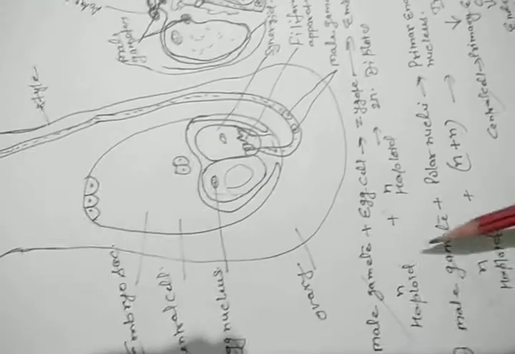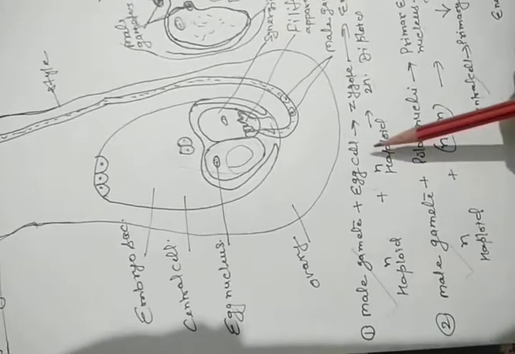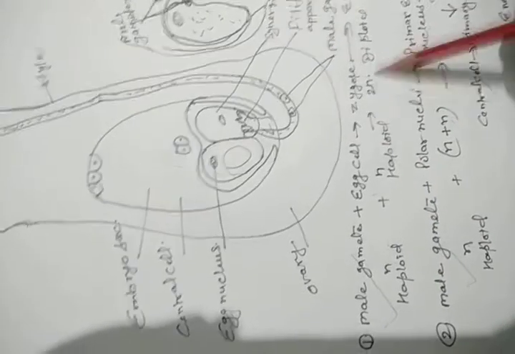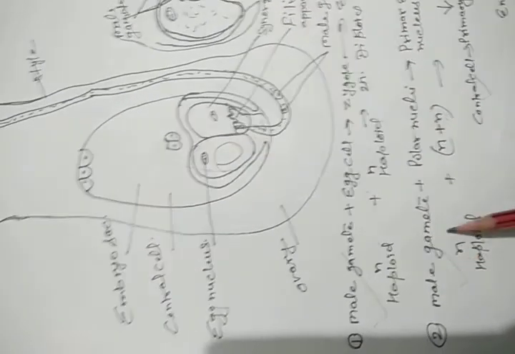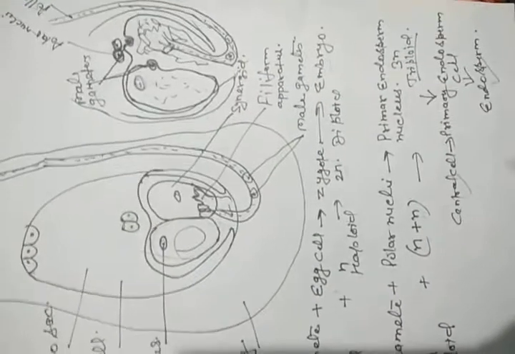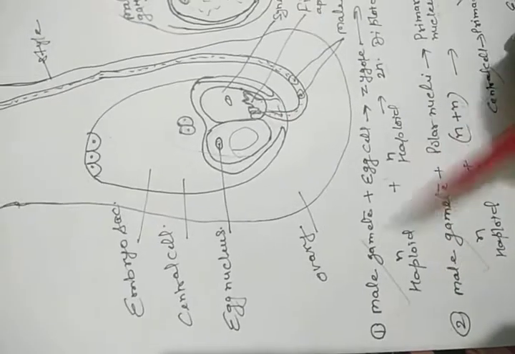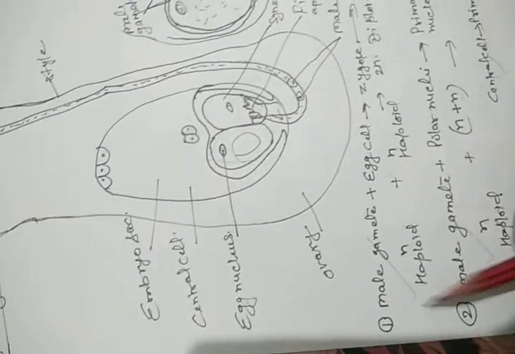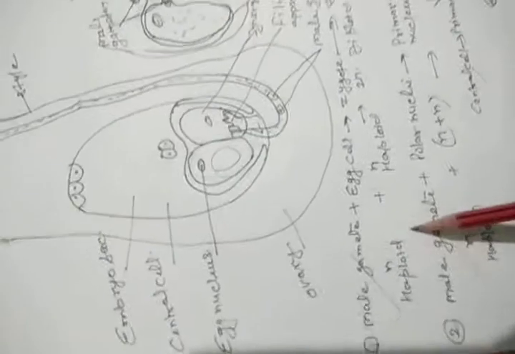So what we see here is that there are two fertilizations. One is syngamy, in which the male gamete fuses with the egg cell to form the zygote, and then the zygote develops to form the embryo. And the other is where the male gamete fuses with two polar nuclei to form the triploid primary endosperm nucleus. So this is triple fusion, this one is syngamy, and together they are called the double fertilization. Syngamy and triple fusion together are called the double fertilization.